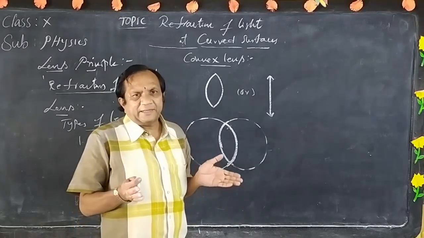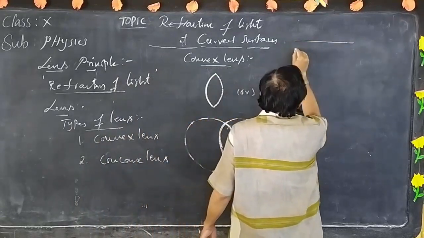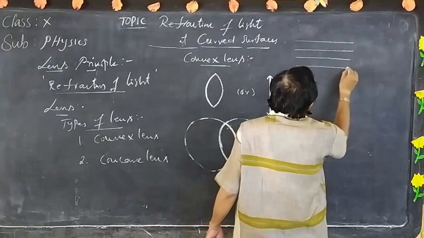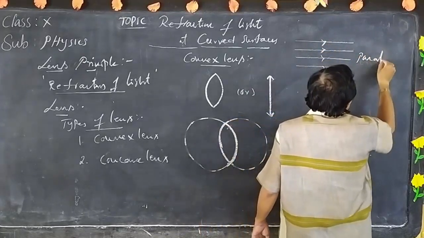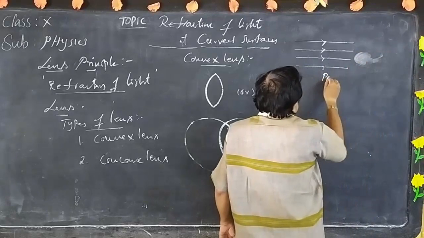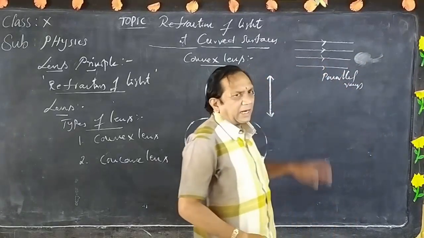Two will be there. Here are the rays. The light rays will travel like this. These are called parallel rays. Remember that. These rays will be called parallel rays.